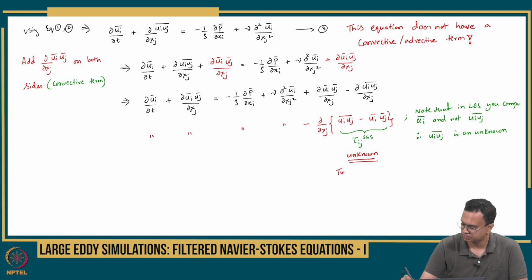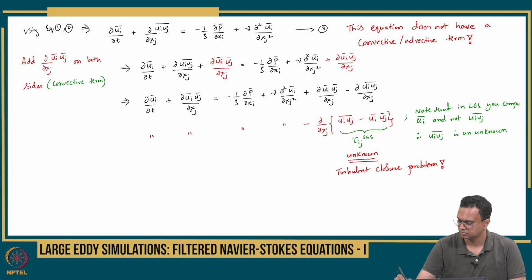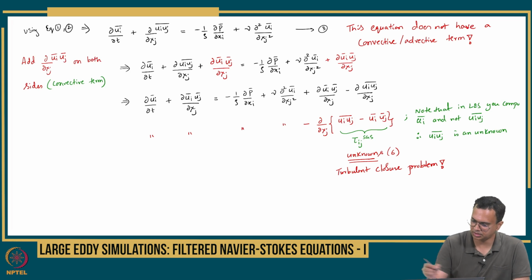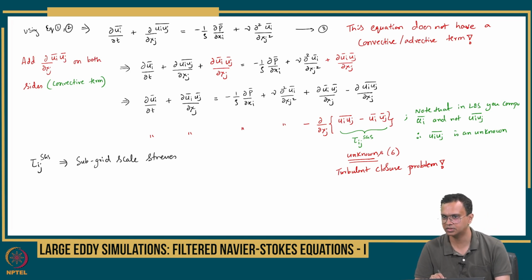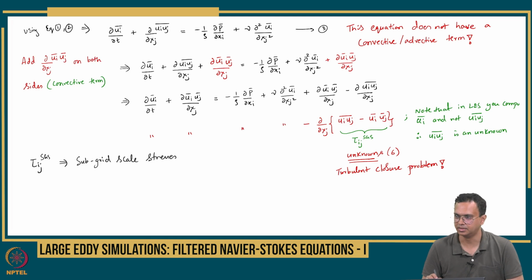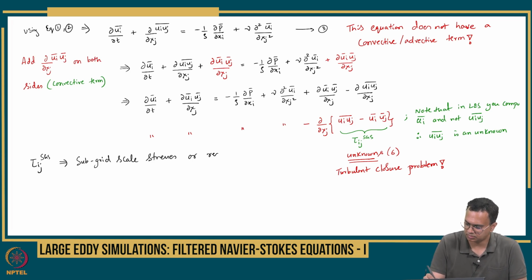Again, a turbulent closure problem. This tau ij SGS is popularly called subgrid scale stresses. Sometimes also called residual stresses, but subgrid scale is better because we know that the residue is not exact in LES.